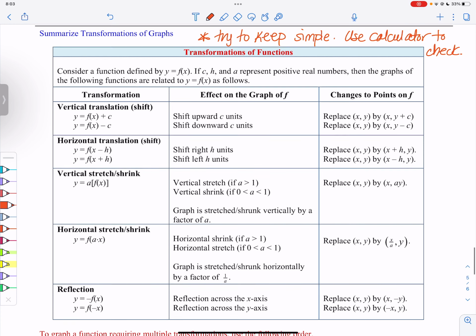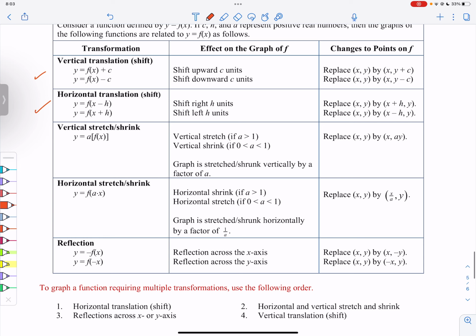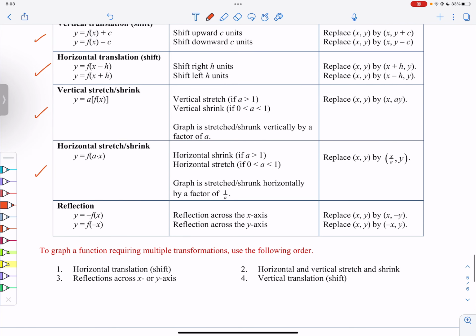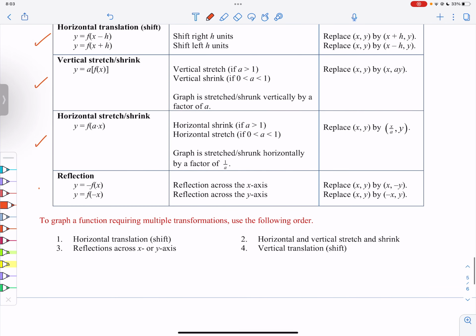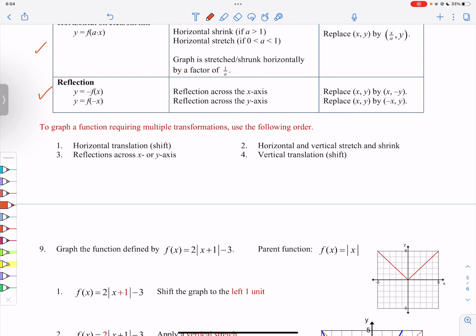And just go ahead and read through these. We had our vertical and horizontal translations. Those were simple shifts. Then we had some stretching and shrinking, both horizontally and vertically. And then we had a reflection. Let's try to put all of this together, but let's remember the order.